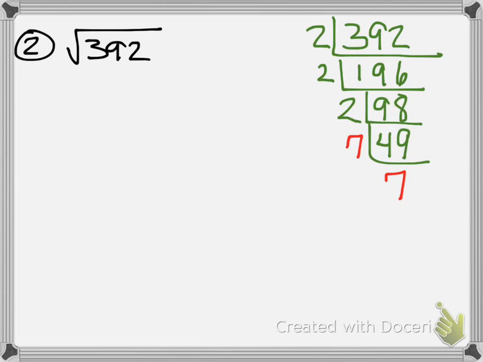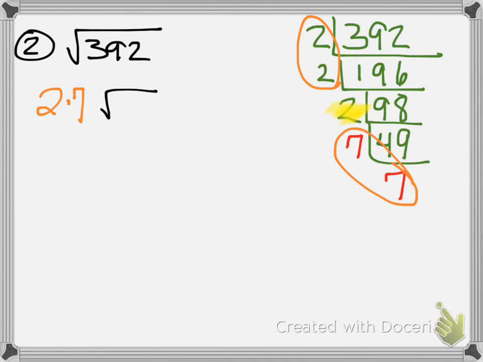So what do we have that can come out? We have a set of 2s and we have a set of 7s. So 2 times 7 comes out. What stays behind is just that 2, so the square root of 2. The answer is 14 on the square root of 2.